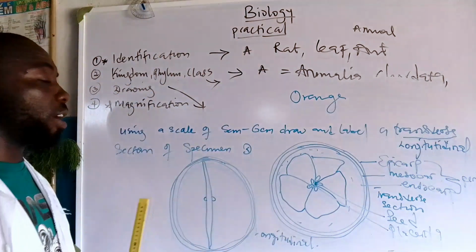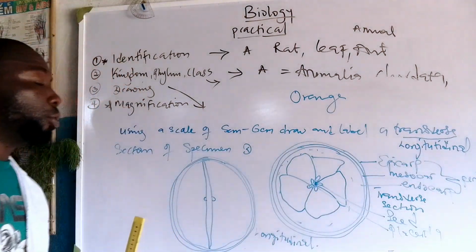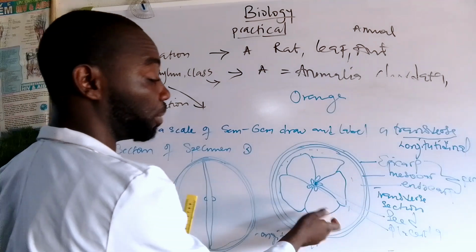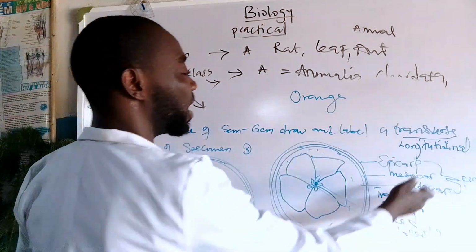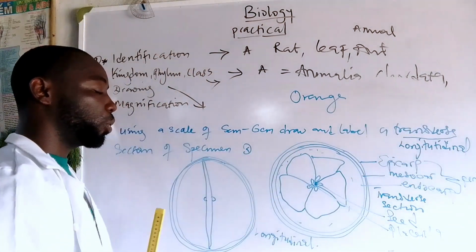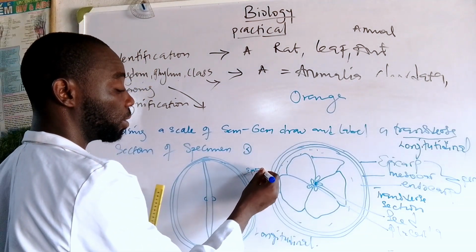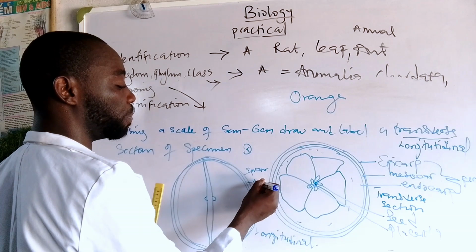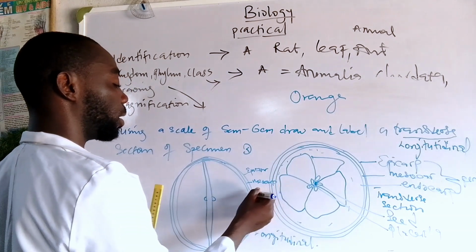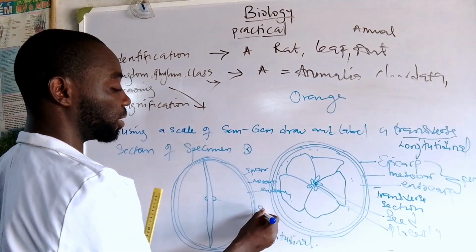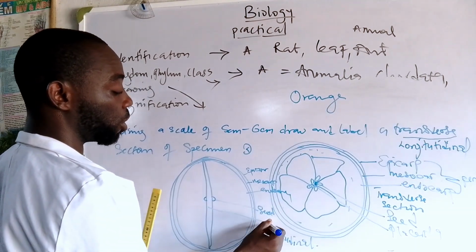So why I gave you this example is so that in case you see a question that comes this way, you will not be confused. Whenever they say transverse section, have it in mind that they are talking about this shape. Whenever they say longitudinal section, have it in mind that they are talking about this shape. So if you are asked to label this, it's still the same labeling: epicarp, mesocarp, and endocarp. Then here becomes the seed. Then this place becomes the placenta.